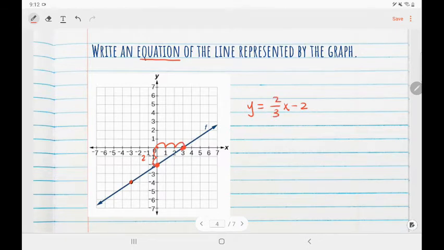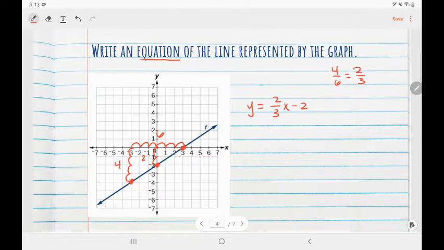Now, if you happened to go between the 2 outermost points, you would have noticed that you rose 4 and ran 6. But remember, 4 over 6 simplifies to 2 over 3. So as long as you are reducing and simplifying your fractions, you will always end up with the right equation.